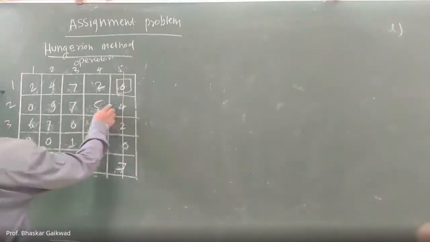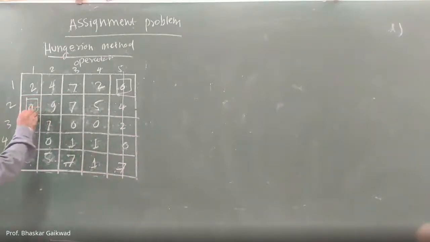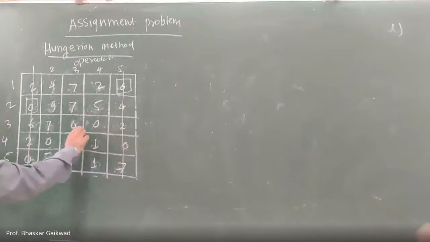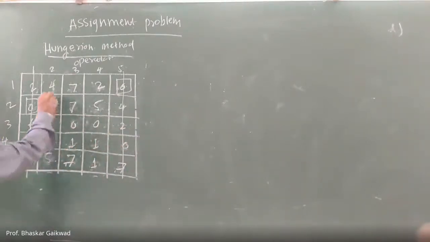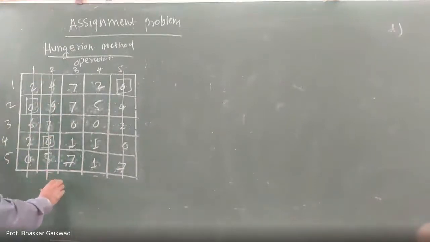Then we come to here. This is the 1 0, draw vertical. Then here there are 2 zeros. Here it is 1 0, you can draw vertical. Then here. So like these things are there.